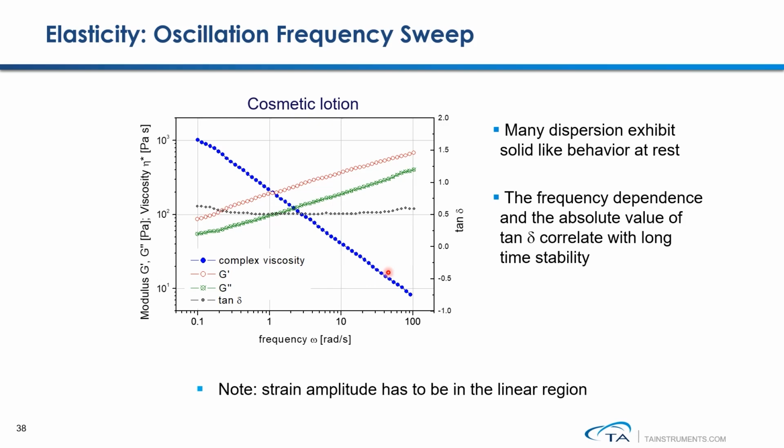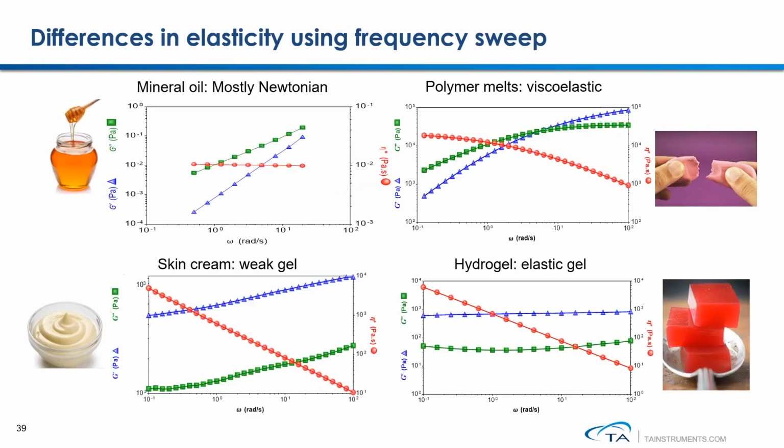Tangent delta is also a very popularly used parameter to quantify viscoelasticity of a lotion sample. Lower tan delta means the sample behaves more elastic. A higher tan delta means the sample behaves more viscous and less elastic. These slides provide a good summary of using the frequency sweep method to evaluate viscoelasticity property of a variety of different samples.